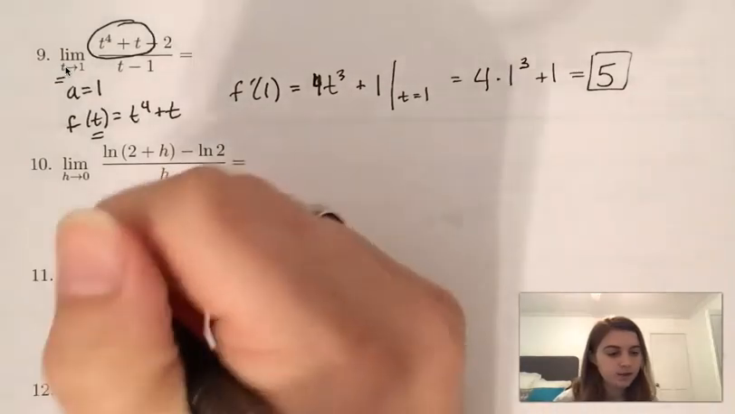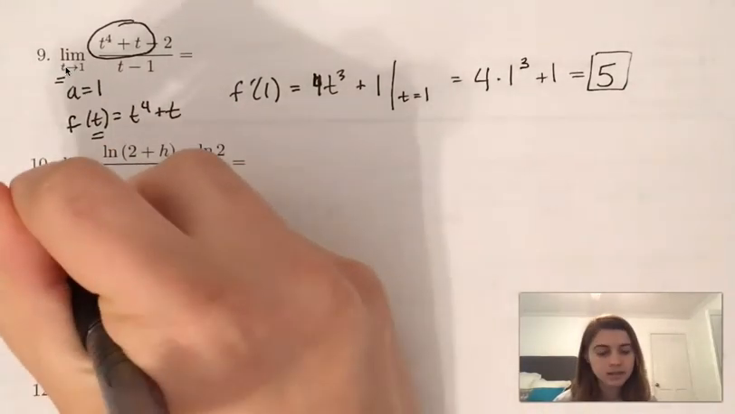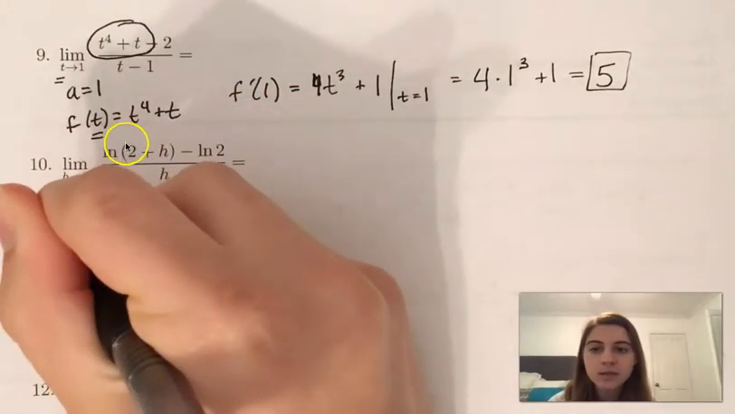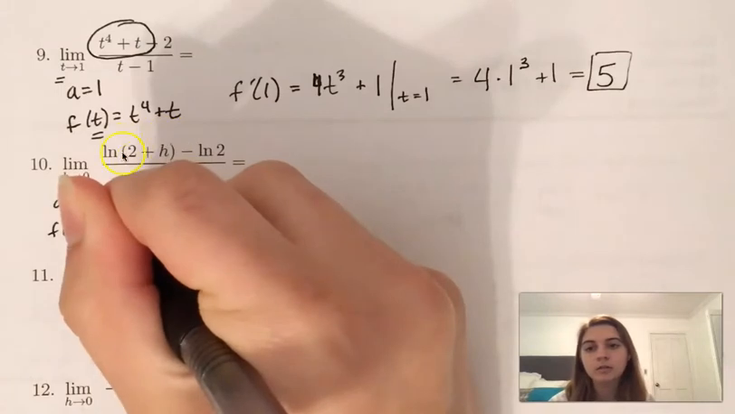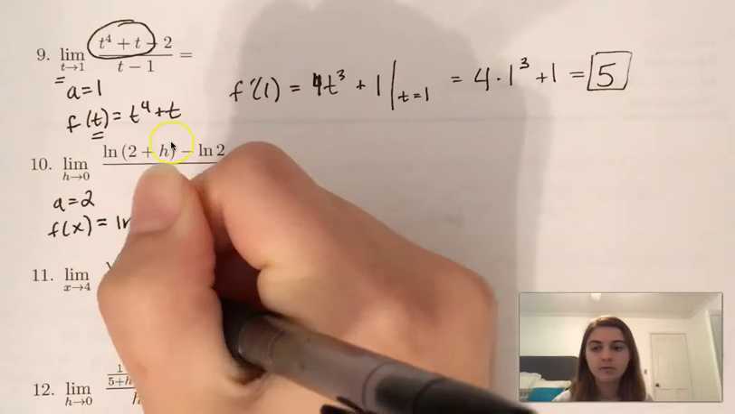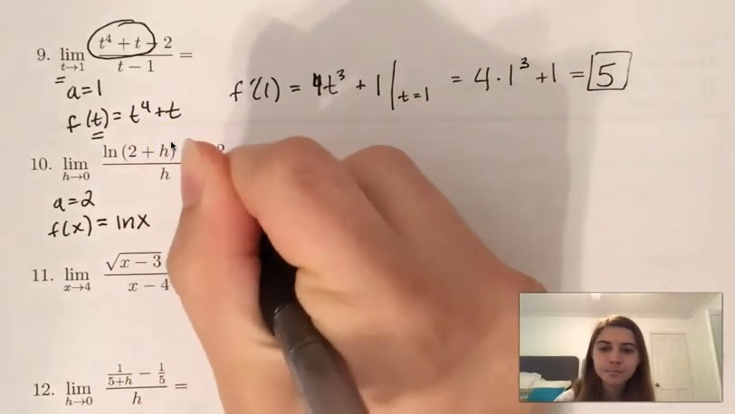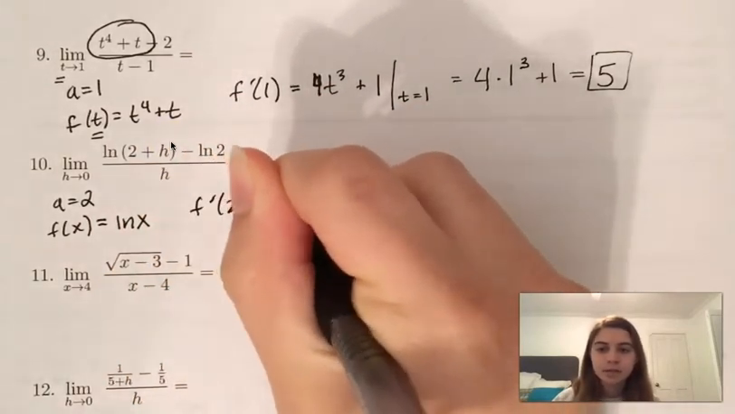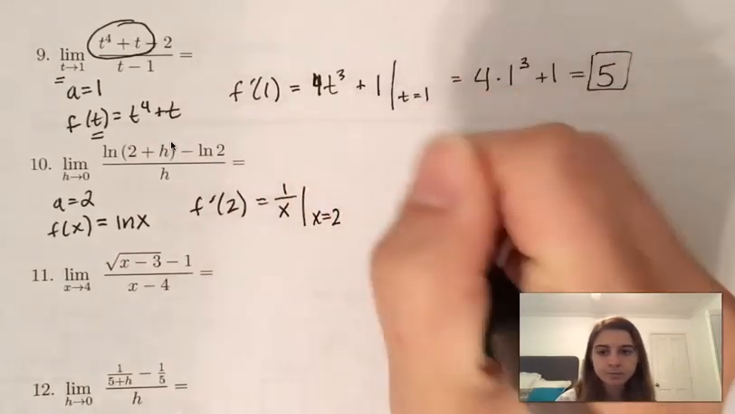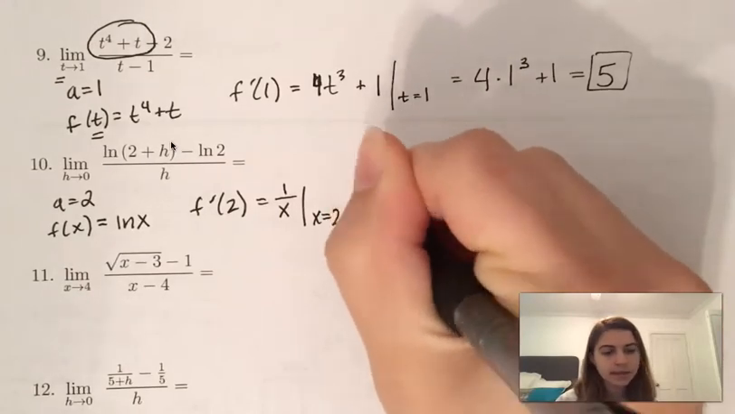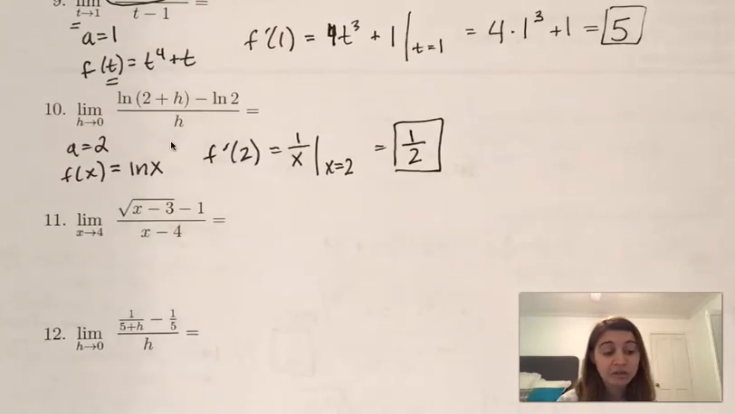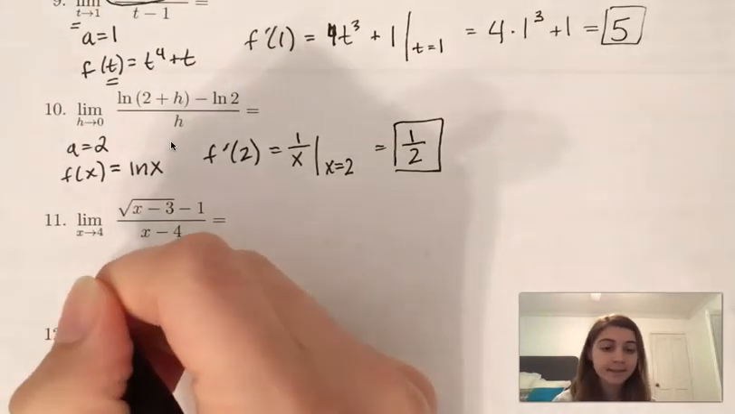So next we have an h way again. A here is 2. 2 is being added to h. And that whole thing is being plugged into the function ln of x. So we're going to go ahead and take that derivative. It's just 1 over x. Plug in your 2. And you get 1/2. It's a good one. Nice and simple, if you remember the derivative of ln x.